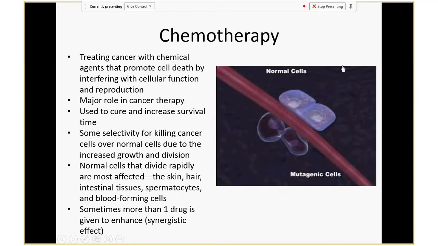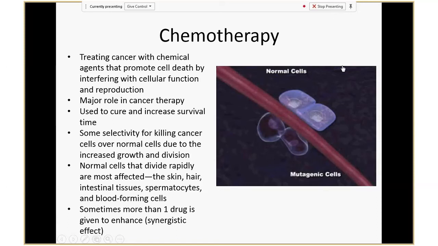Okay, so our other type of treatment that we're going to use in cancer is chemotherapy. And they can treat cancer, obviously. It promotes cell death by interfering with cellular function and reproduction. It's a major role in cancer therapy. Most patients will receive chemo at some point or another if they have a diagnosis of cancer. It can be used to cure, or it can be used to control the cancer from increasing or replicating, and it increases your survival time. It makes patients live longer, even though they might have more side effects, but over time it actually kills the cells and stops them from replicating.